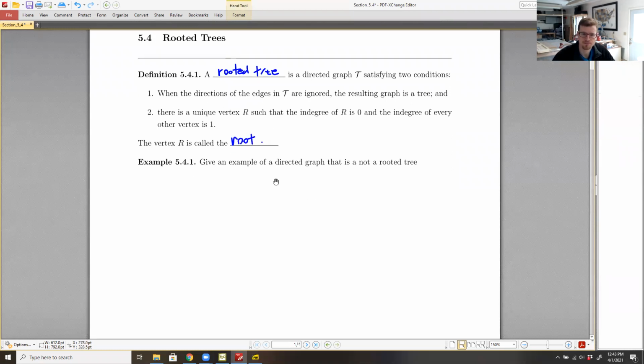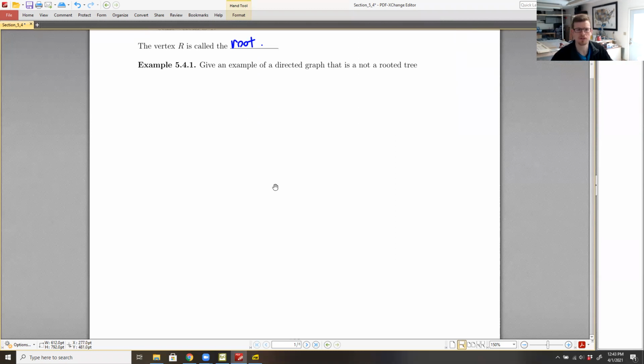Excellent. So very briefly, just to make sure that we have an understanding of what a rooted tree is, let's take a look at some examples. So we're going to look at several examples that are not rooted trees, and then we'll actually give one really simple example that is a rooted tree. And in our next video, we'll take a look at another example of a rooted tree.